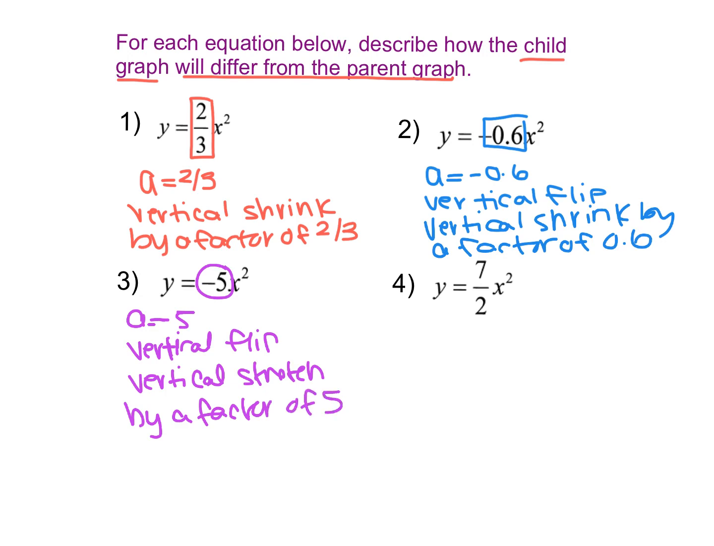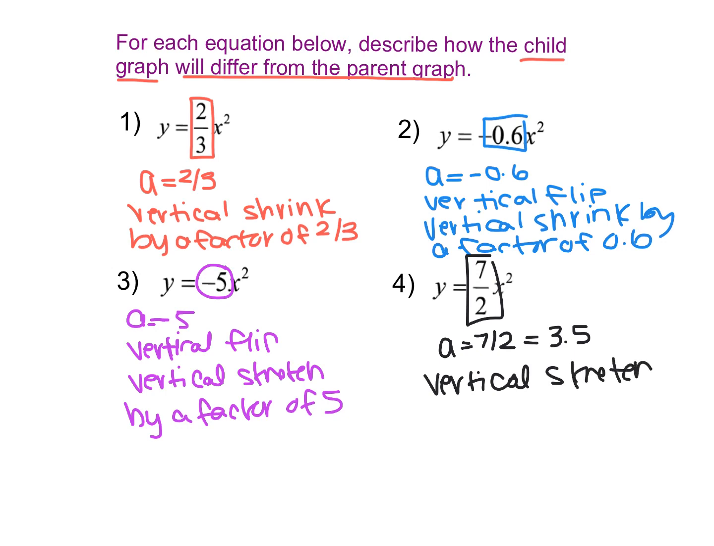Then this last one here, I can see that I have an A value that is equal to 7 over 2. 7 over 2 I know is actually equal to 3.5. So I know that A's distance from 0 is more than 1 unit. So this is going to have a vertical stretch by a factor of 3.5. So I know that it's actually going to be about 3.5 times as tall as the parent graph.